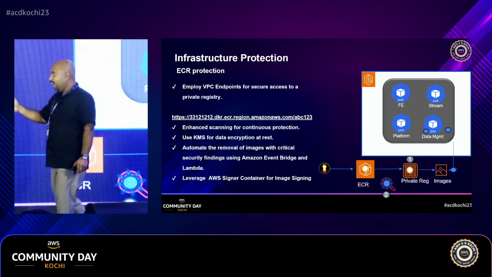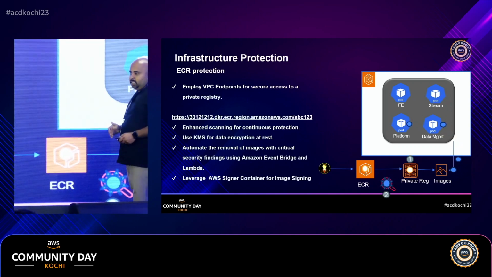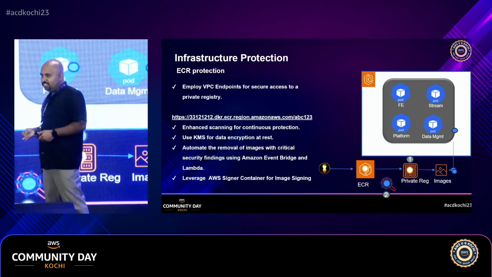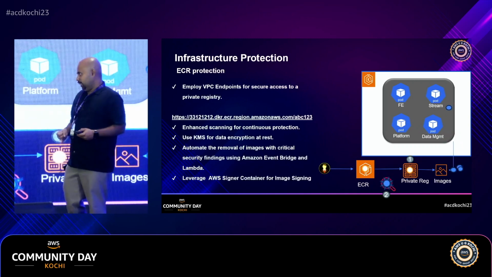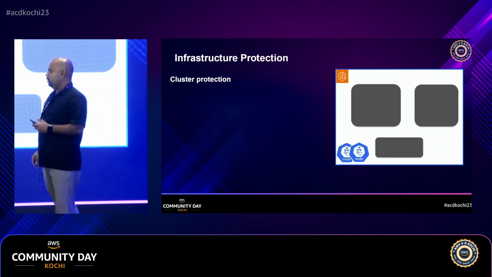The second is the enhanced scanning capability. This is a feature of ECR that protects you from common vulnerabilities, operating system layer challenges in your images, and it goes to the framework layer, the application framework layer, right? There are other key features, but I'm just going quickly.